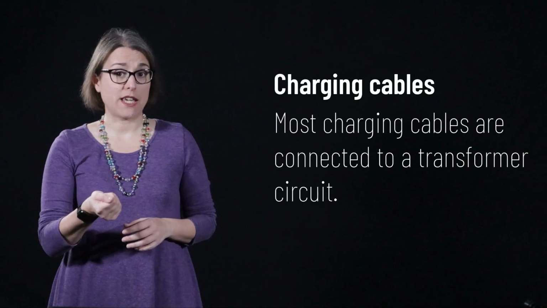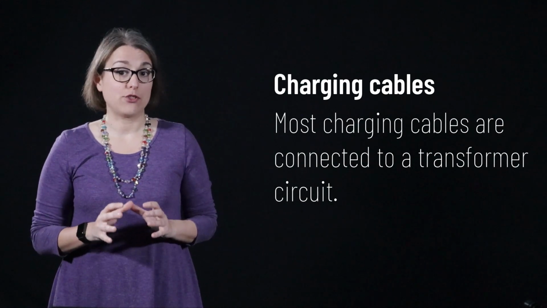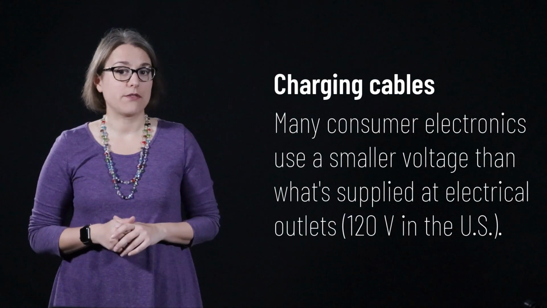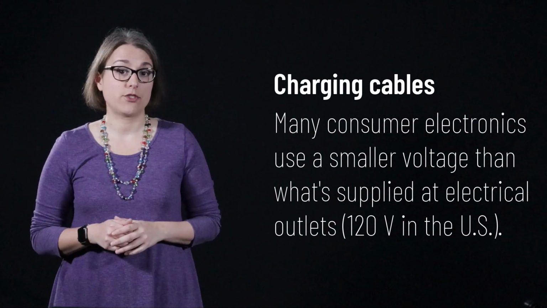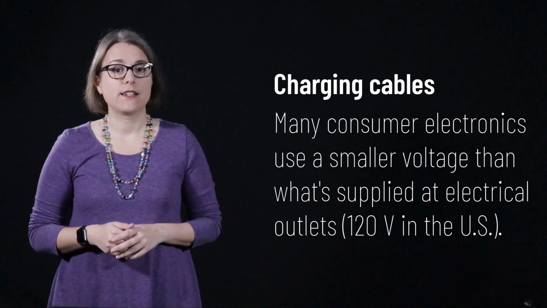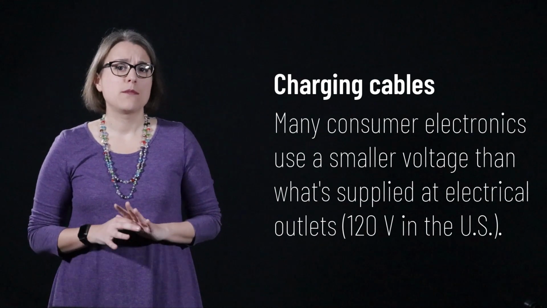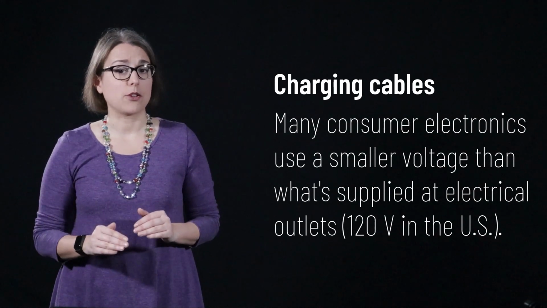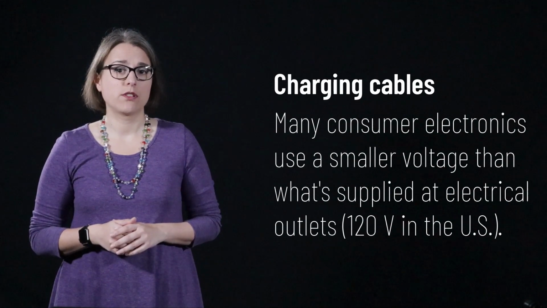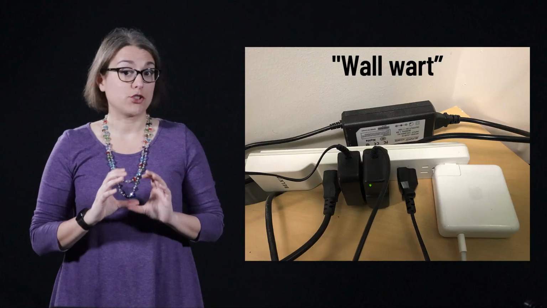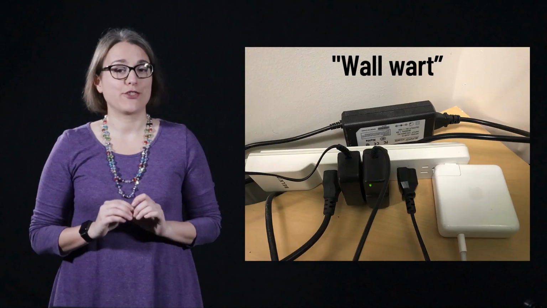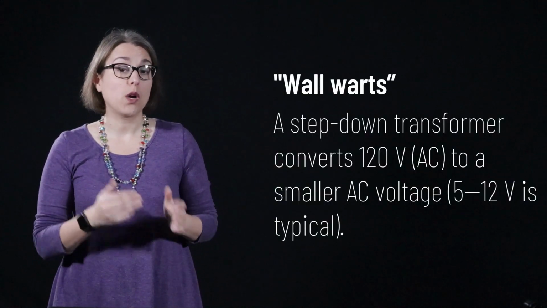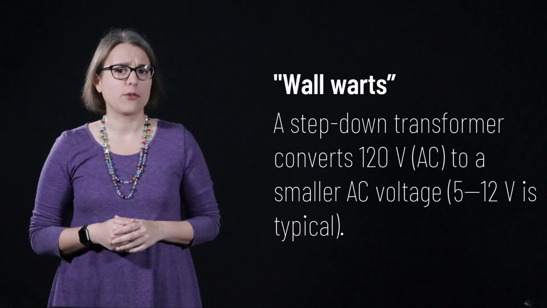When we plug a charging cable into the wall, many times that charging cable is connected to a transformer. As we'll discuss in the next part of this video, the voltage we have access to in our homes in the United States is 120 volts AC. Most modern electrical devices require DC voltage at a much lower value, usually between 5 and 12 volts. The large blocky part of our charging cable, colloquially referred to as a wall wart, contains a step-down transformer to convert the 120 volts into a smaller value.